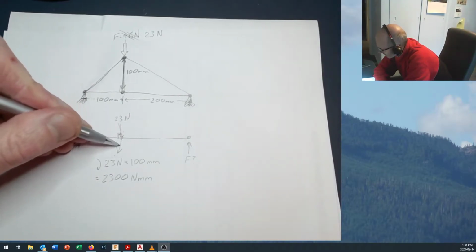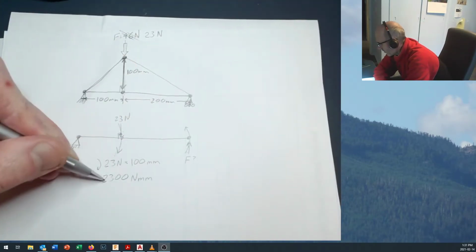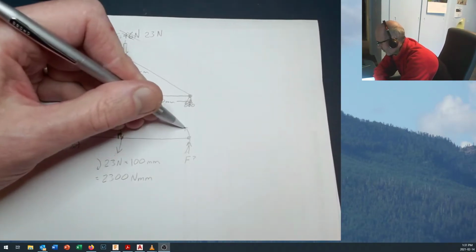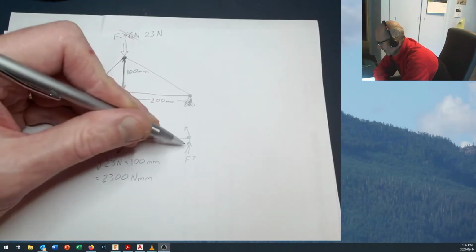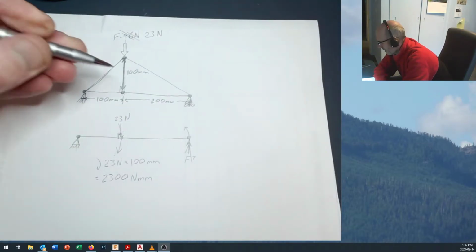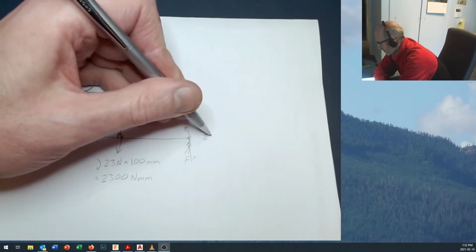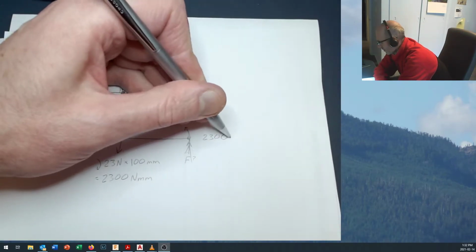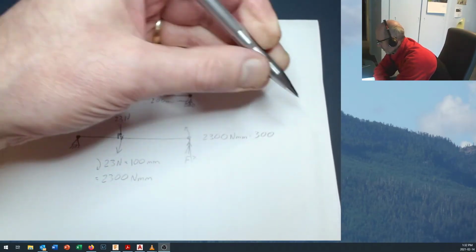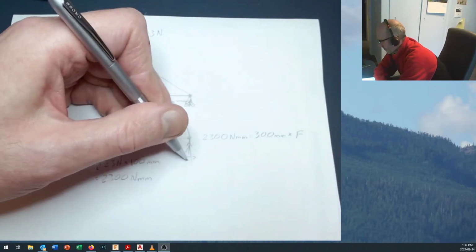Now, in order to keep this from rotating down this way, this means that out here, I also have to have a 2300 Newton millimeter torque or moment pulling in the other direction. But the difference is out here, I'm at a distance of 300 millimeters. So coming up this way, I am going to have 2300 Newton millimeters equals 300 millimeters times the force of reaction.